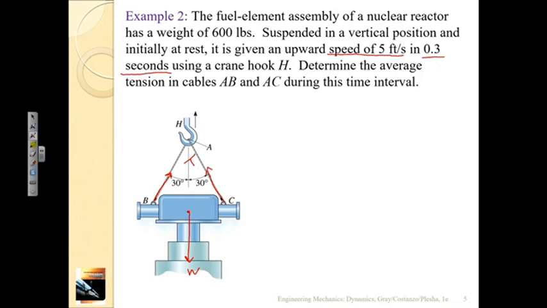My v2y is positive 5 feet per second. It's going up. My W I've got. My theta I've got at 30 degrees. So I can solve this for tension. It's the only variable left. And my delta t is 0.3 seconds. So plugging in, solving for T, 526 pounds. And I'm going to sneak in average, AVE.